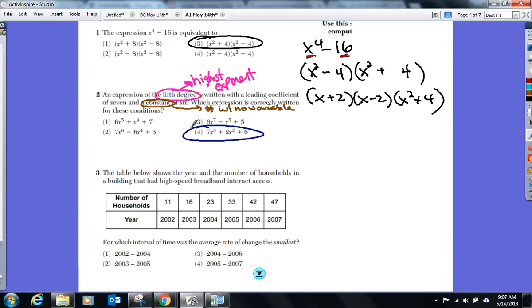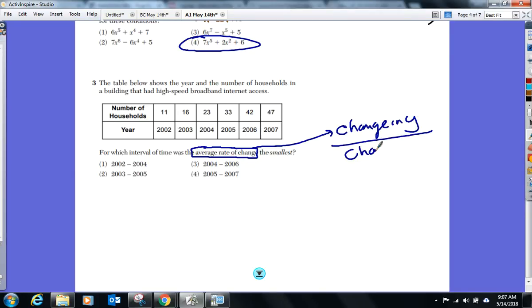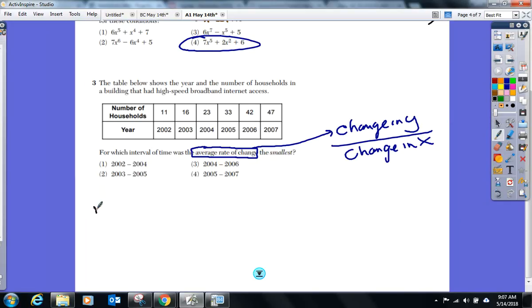Questions going. Whew, all right, we need a little work on this one. I remember from the quiz. Great, I give you this table. For which interval of time is the average rate of change the smallest? Everyone ready? Average rate of change is change in y over change in x. Make sure the y's are on top. So we're going to go through each of these right now and find the average rate of change.